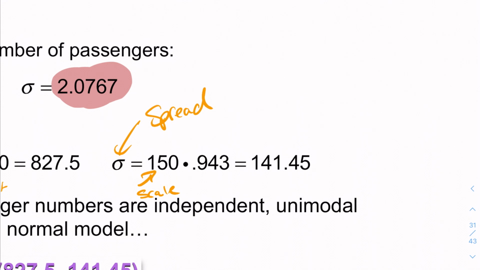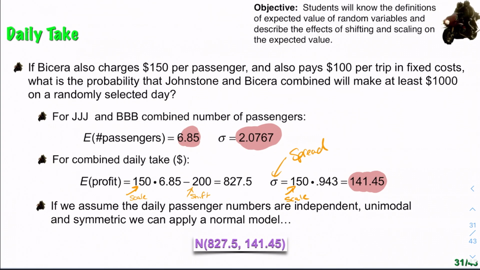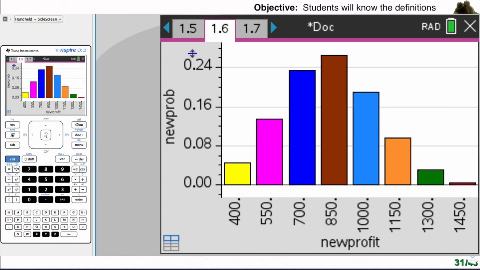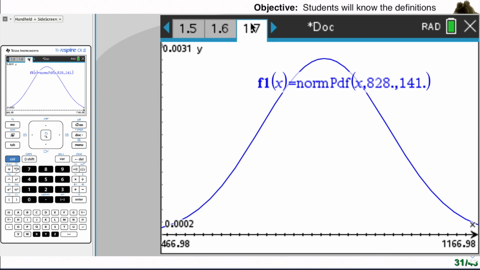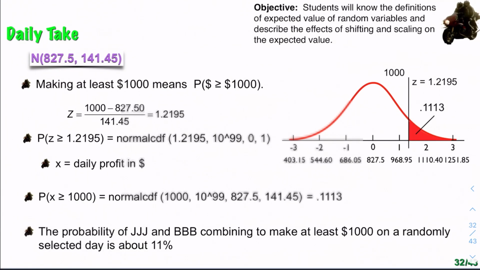If you add or subtract 200 to everything, the shape is not changing. So we take our standard deviation, multiply it by 150, and we get our new standard deviation. And now, if we assume the daily passenger numbers are independent, unimodal, and symmetric, we can apply a normal model. And so if we look at the distribution of our costs, we see that it's roughly symmetric and unimodal. So we can apply what we know about our normal model. If I take my normal model, which is at our mean with our standard deviation, we get our nice bell curve.